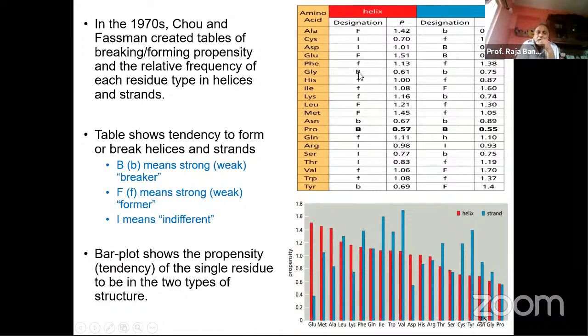So what we find in this particular bar plot is that, depending on the 20 amino acids, the propensity for formation of helices and the propensity for formation of beta strands is different. So this is a clue for a peptide tailor who wants to design a peptide for therapeutics, for a helix or a strand, on what amino acid has to be incorporated.